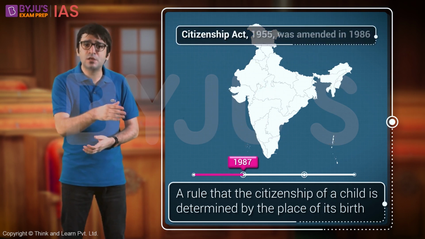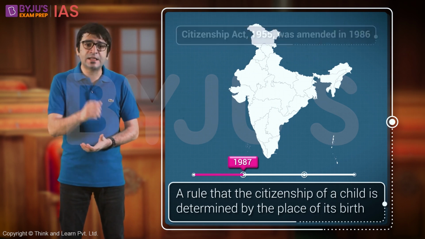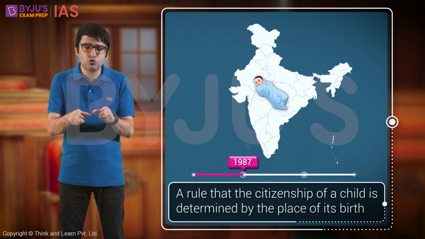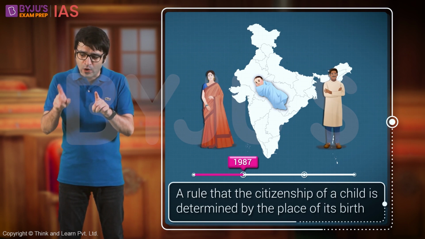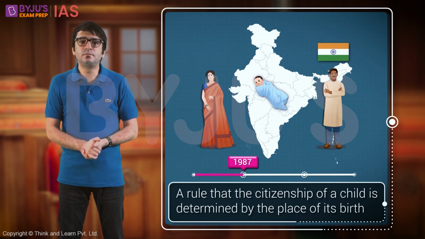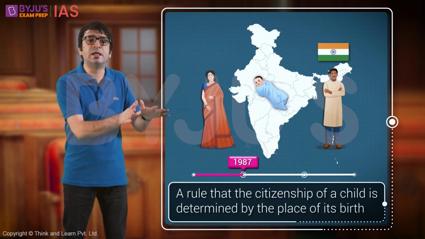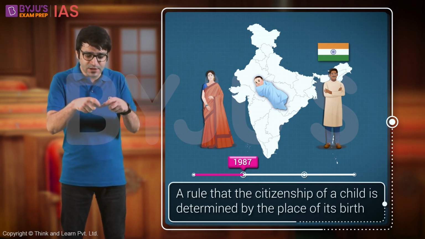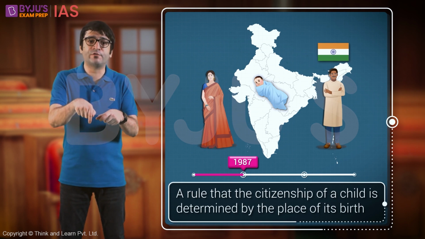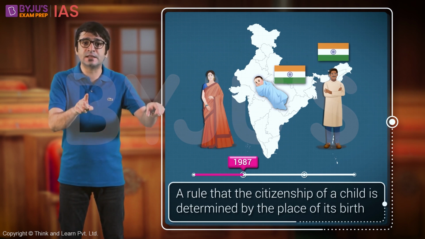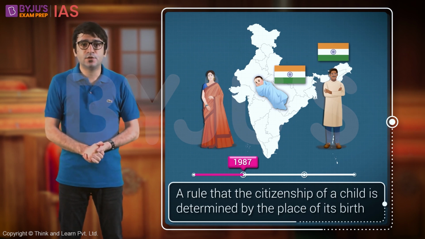The Indian Citizenship Act was amended. After 1987, the law says a child born on the soil of India would become an Indian citizen if one of the parents is an Indian. That means now the condition is that at least one parent has to be an Indian. If that is the case, this child is an Indian citizen by birth.